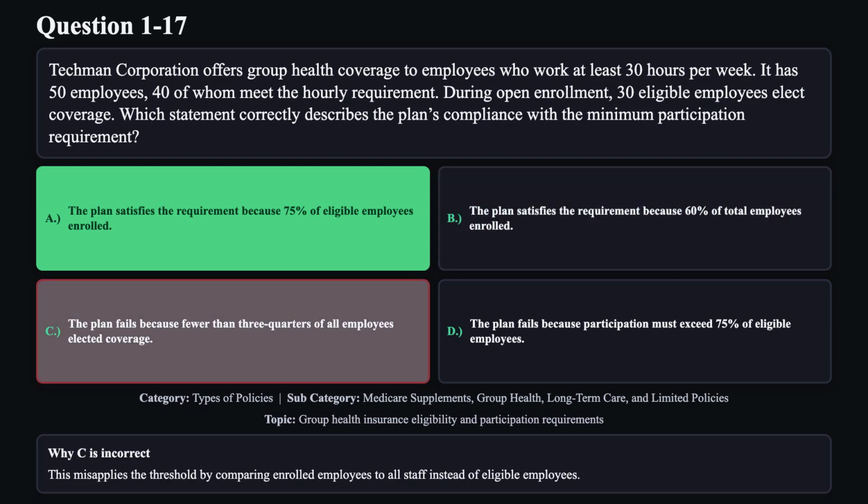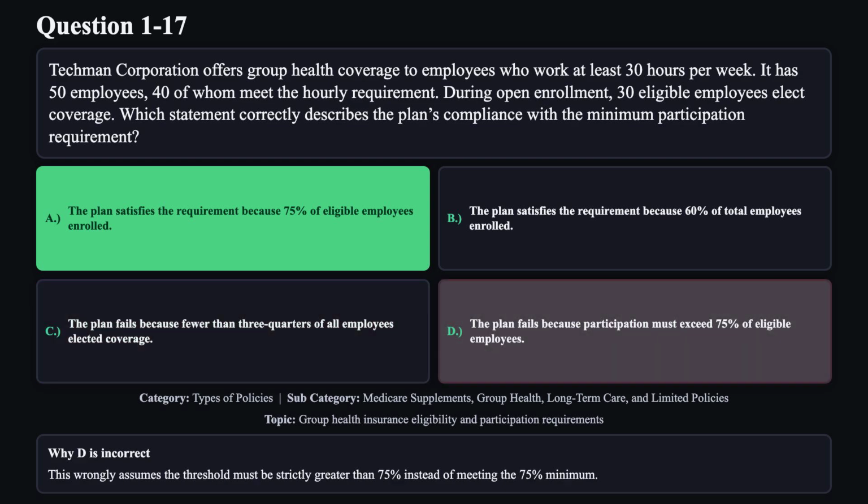Reason C is not correct. This misapplies the threshold by comparing enrolled employees to all staff instead of eligible employees. Reason D is not correct. This wrongly assumes the threshold must be strictly greater than 75% instead of meeting the 75% minimum.